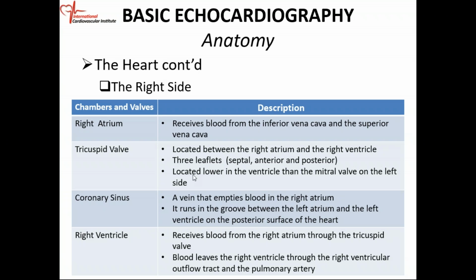It's very important for you to remember because when you're doing echo, you have to identify the right side of the heart from the left side of the heart. One of the best ways to distinguish the right side of the heart from the left side of the heart is that the tricuspid valve is usually located lower in the ventricle than the mitral valve. So the atrioventricular valve which is lowermost is usually the tricuspid valve. And I'll show you what we mean by that.